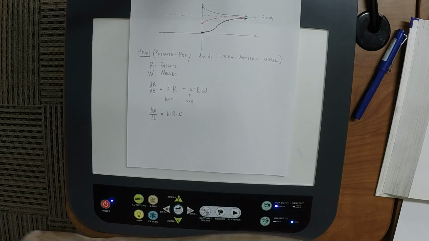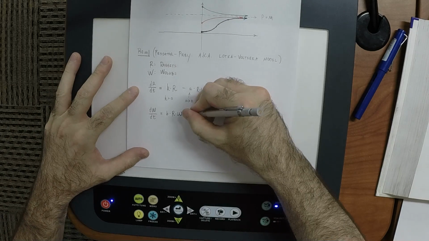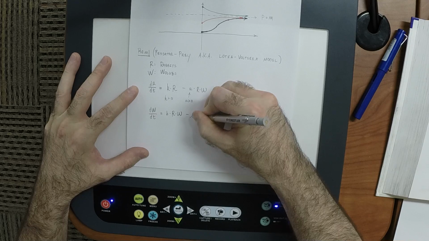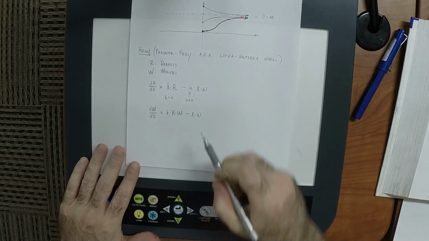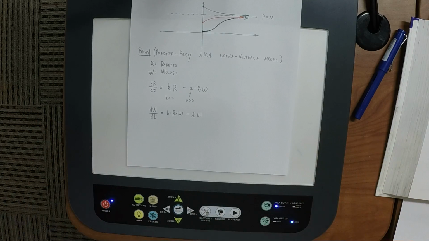Now, in addition to that, we have to have some way to express how the wolves go out of existence. So they go out of existence, either through death or leaving the forest, or killing each other one way or another. So we'll represent that as just a minus r multiplied by w. So somehow what we're saying is that the number of wolves that die is proportional to the number of wolves that there currently are.